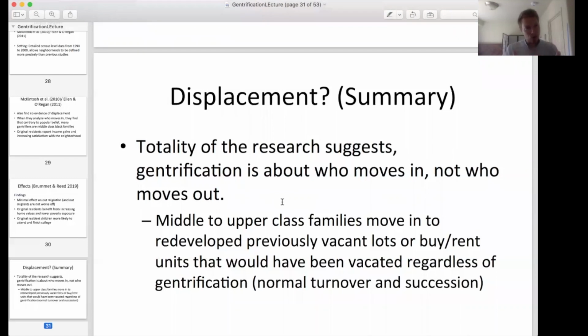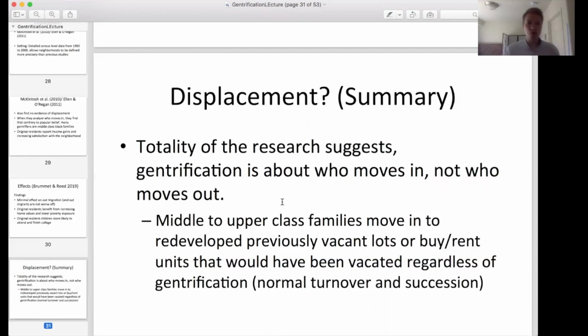And typically how turnover works in a gentrifying neighborhood, it's not about who moves out. It's about who moves in. So any neighborhood is going to have natural turnover. People are going to die, and those houses are going to be opened up. With gentrification, those houses are bought by high-income individuals rather than low-income individuals.